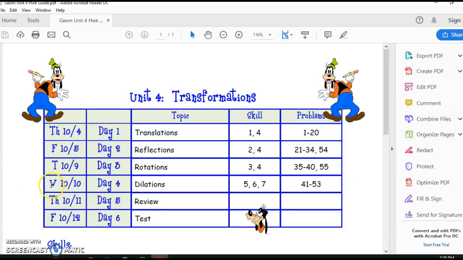Okay, so the rest of the time is yours to work on the dilation section of the homework. So you're going to be working on 41 to 53. Do not worry about 35 to 40 or 55 because we'll do rotations tomorrow. As far as the homework that was assigned on Friday, the 21 to 34 and 54, if you didn't finish that, I know it was a busy homecoming weekend and stuff, make sure you work on that because tomorrow I will definitely be checking 21 to 34 and 54. All right, otherwise be working on 41 to 53.